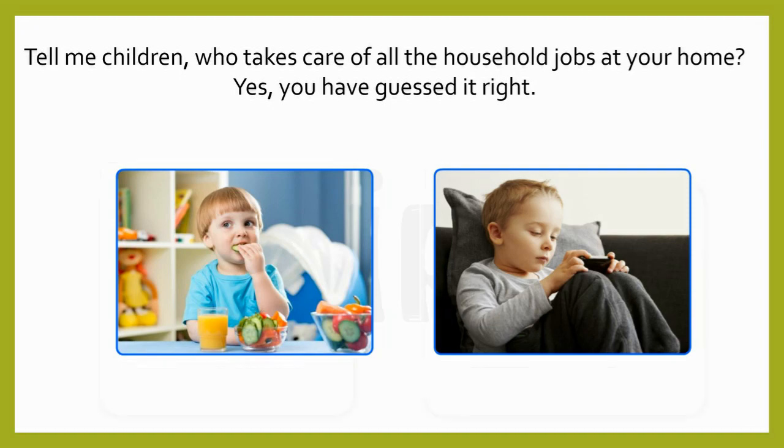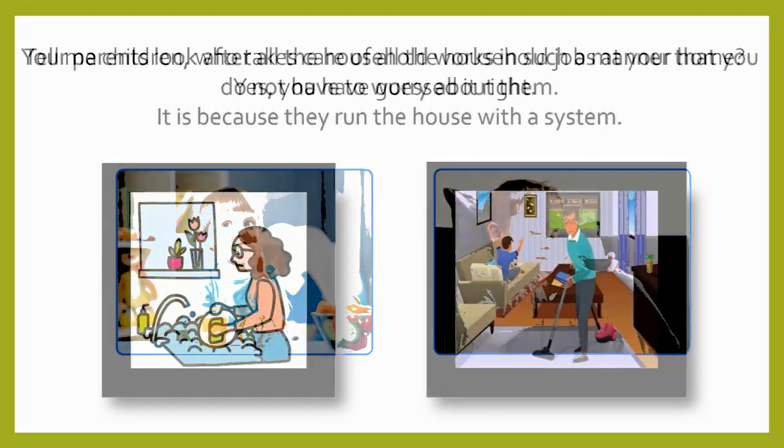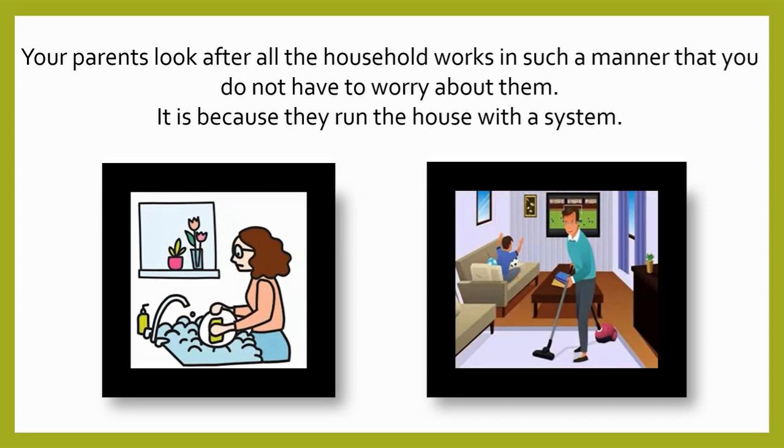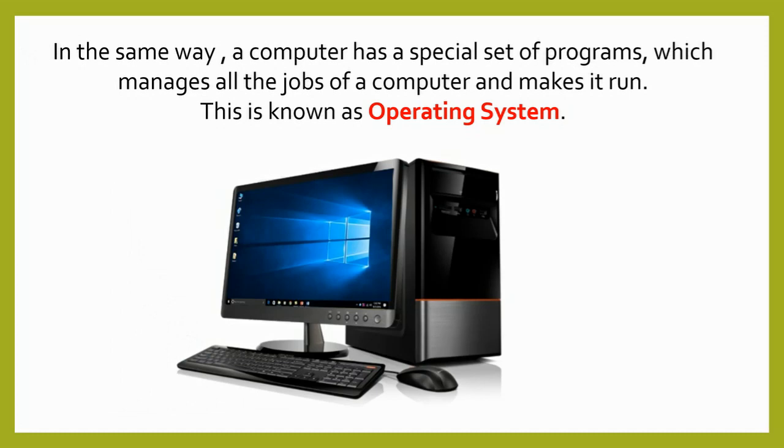Yes, you have guessed it right. Your parents look after all the household work in such a manner that you do not have to worry about them. It is because they run the house with a system. In the same way, a computer has a special set of programs which manages all the jobs of a computer and makes it run. This is known as operating system.